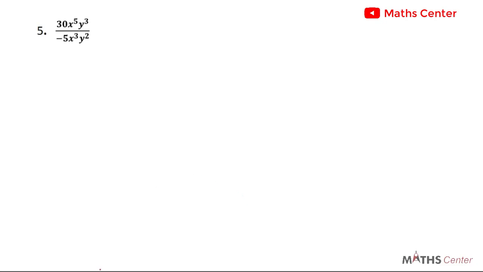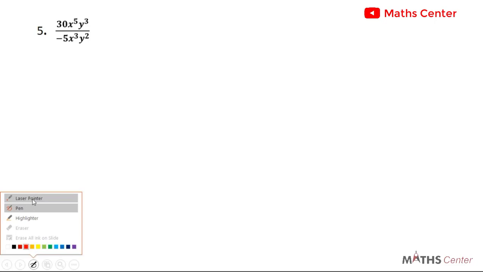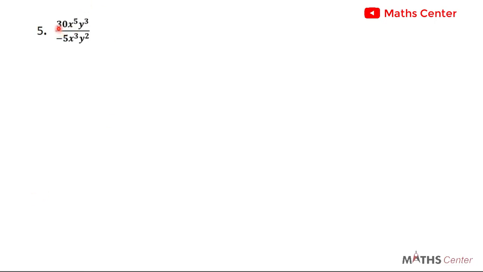So we can see in this question that we have coefficients 30 and minus 5. So we group that. Then we also group terms with the same letters. So we have x here, we have x here. So we group that. We have y here, we have y here. So we group that. So in grouping that, we are going to get this. So we are going to have 30 divided by minus 5. So the numbers, or the coefficients, have been grouped. Then times, we group the letters or variables with the same letters.